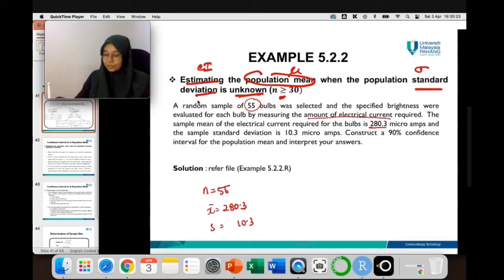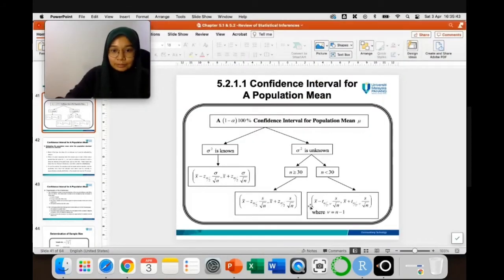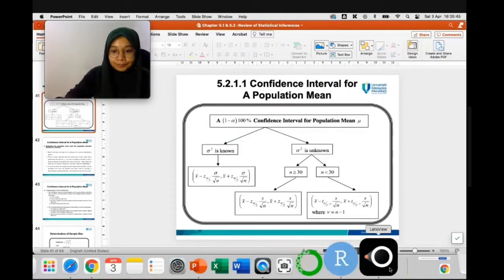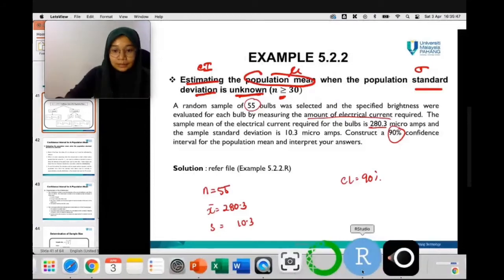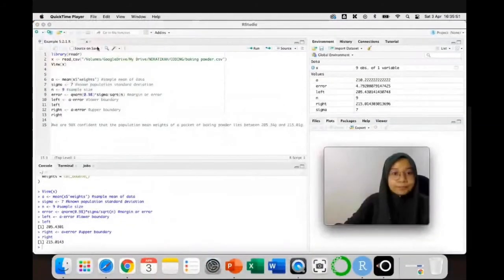Construct a 90% confidence interval for the population mean and interpret your result. So from the information given, there is no sigma at all. So we cannot use formula number 1. We will use the second formula. This is the formula we use, the second formula. Okay, let's put it into R.